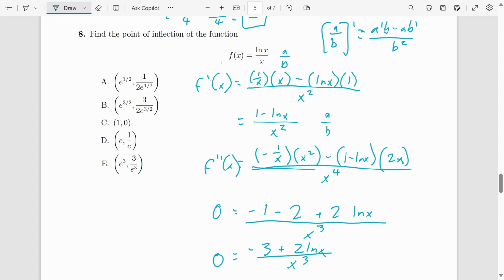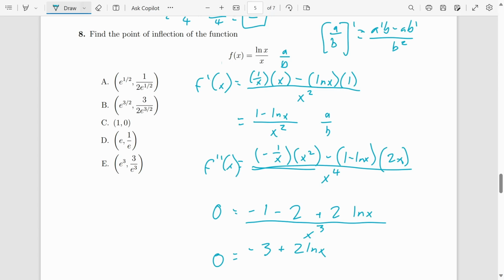This looks difficult. Oh, actually, it's not very difficult. So we have a numerator and a denominator, and the only way for a fraction to be equal to 0 is if the numerator equals 0. So you basically can just forget about the denominator. So we have negative 3 plus 2 ln x equals 0 now.